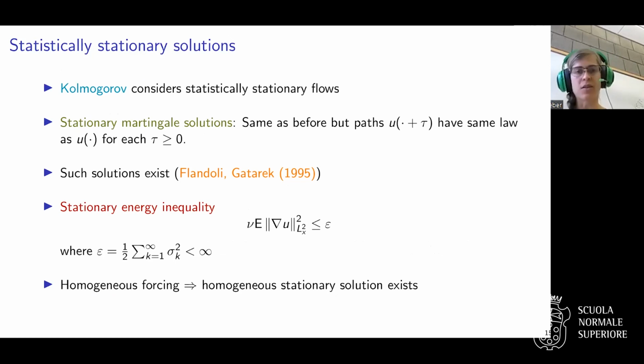Kolmogorov, as I said, considered statistically stationary flows, so it's good to have a result on these. This was done by Flandoli and Gatarek in 1995. Basically, everything's the same as before, except that the paths of u at time t plus tau have the same distribution, the same law, as the paths at time t.